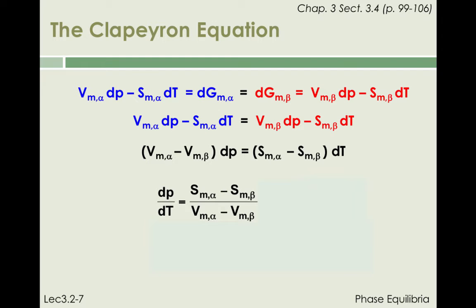This equation indicates that the slope of the coexistence curve is equal to the ratio of the molar entropy change for the phase change to the molar volume change for the phase change. Recalling the relationship between the entropy change and the enthalpy change for a phase change, we write dP over dT equals delta H for the phase change divided by delta V for the phase change times the temperature. This last equation is known as the Clapeyron equation.